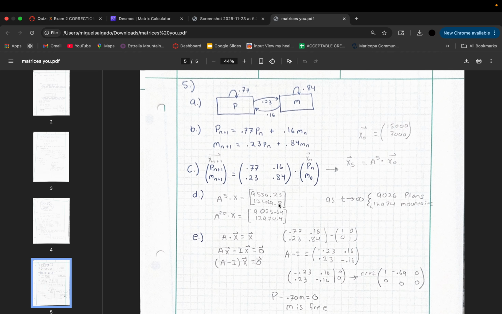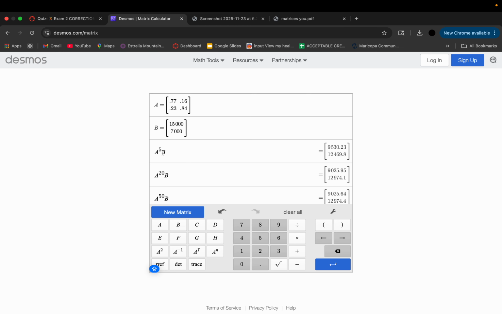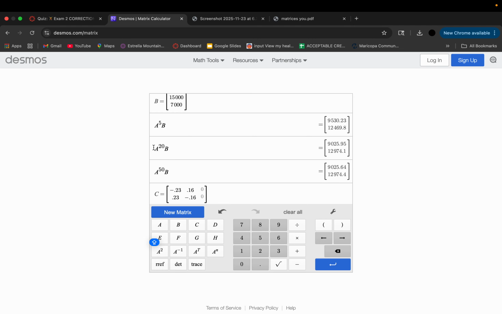It's basically saying as A to the n just keeps rising and rising, times the x variable, this is what we're going to get. So if we go back over here to our Desmos, I did A to the 5th, so those are the values that we got over there, then A to the 20th, and then just to confirm that this would be our actual steady state values, A to the 50th. Yep, so 9,000, that's about the same.